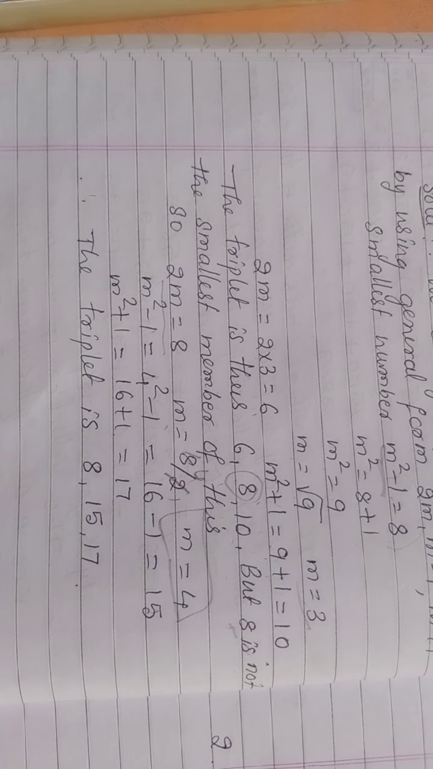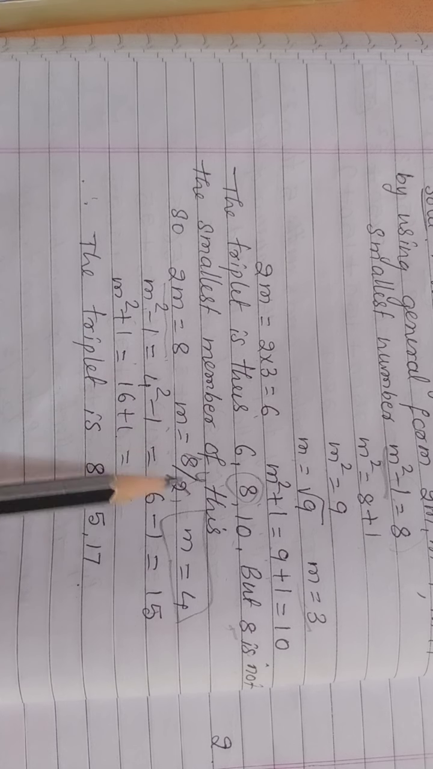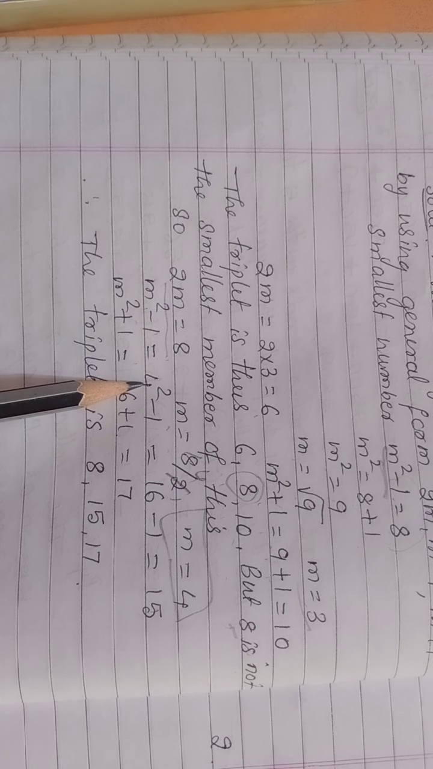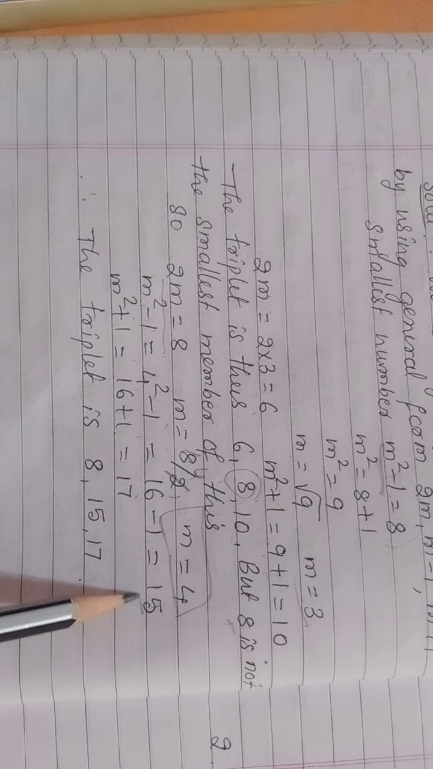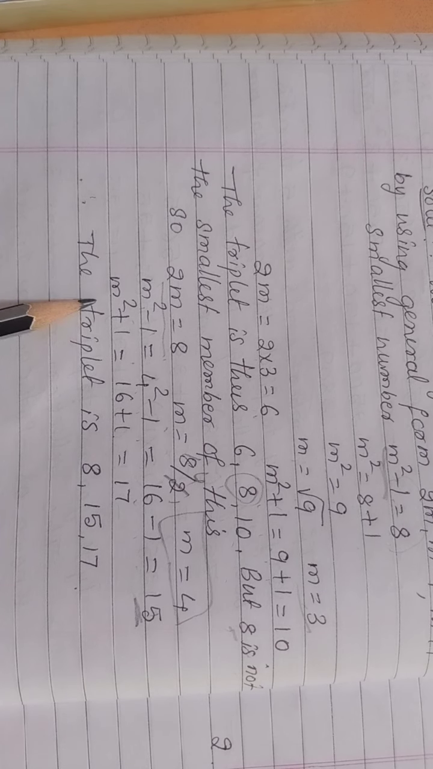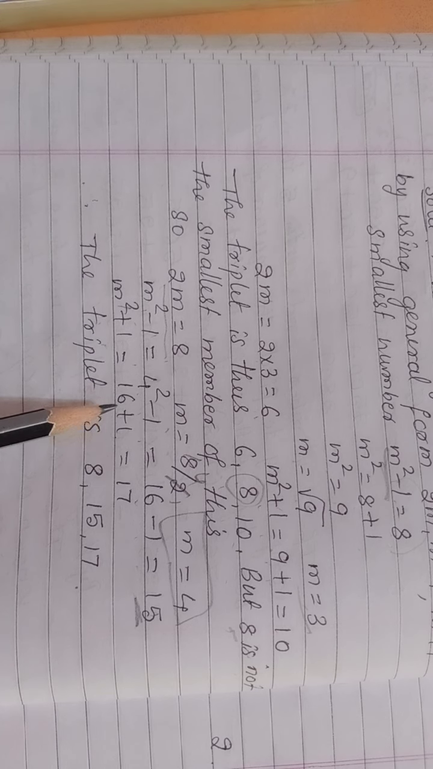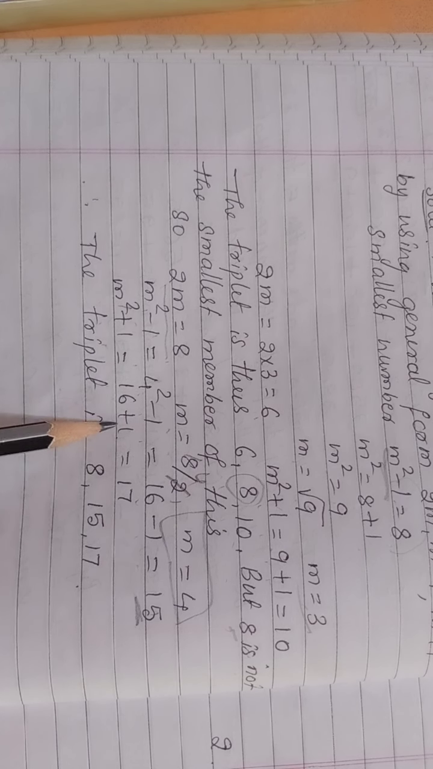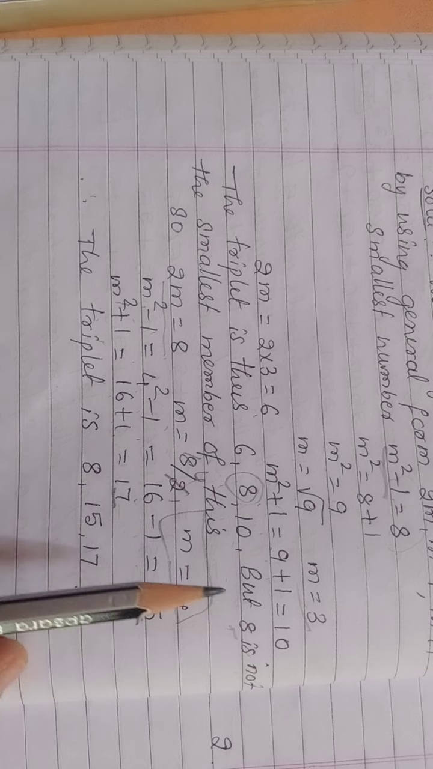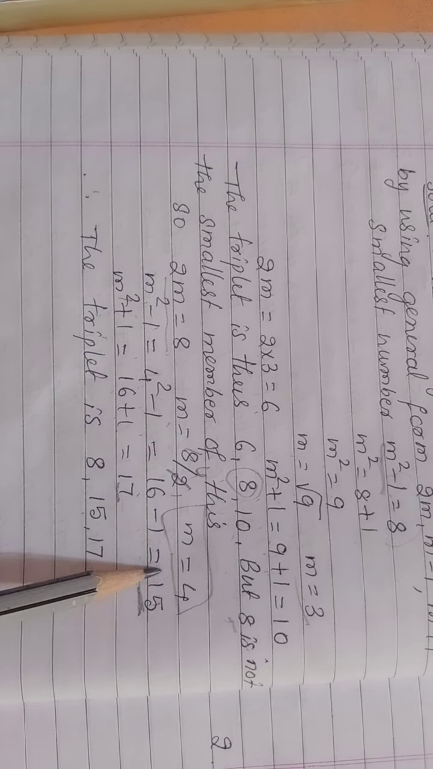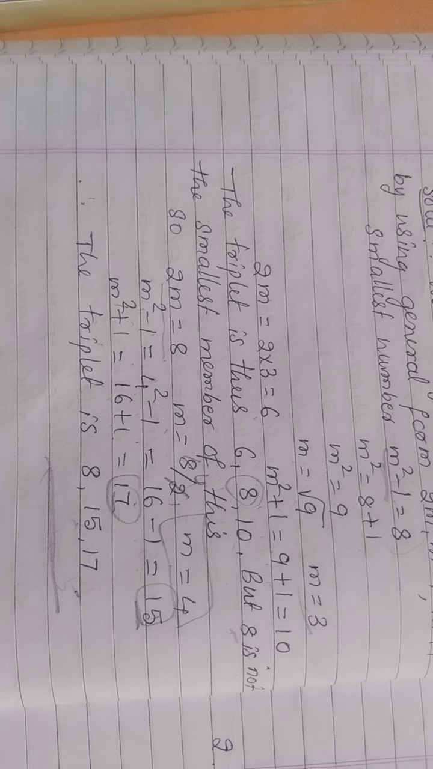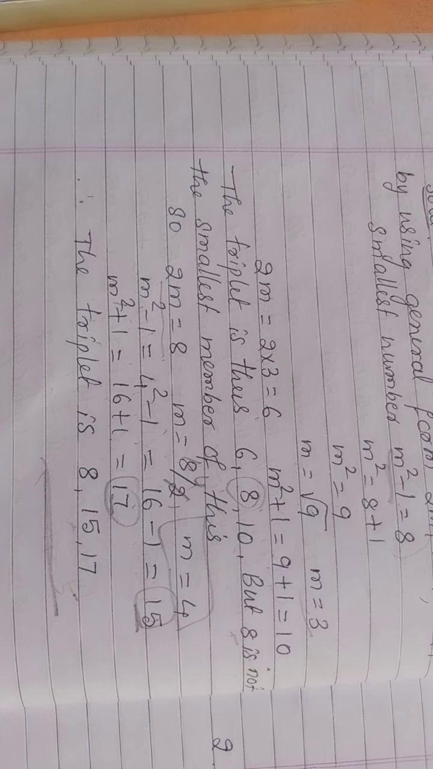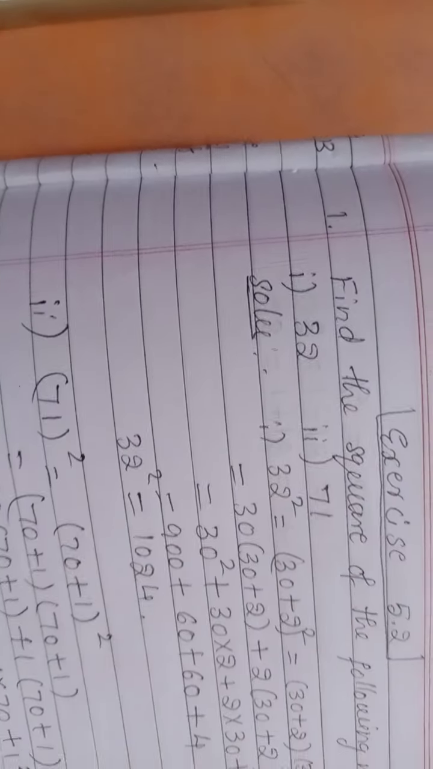So m square minus 1 will be 4 square minus 1. 4 square is 16, minus 1 is equal to 15. In the same way, m square plus 1 will be 4 square plus 1, that is 16 plus 1, 17. Now we got 8, 15 and 17. This is the Pythagorean triplet. Clear? So related to this, we are having one more exercise, 5.2.